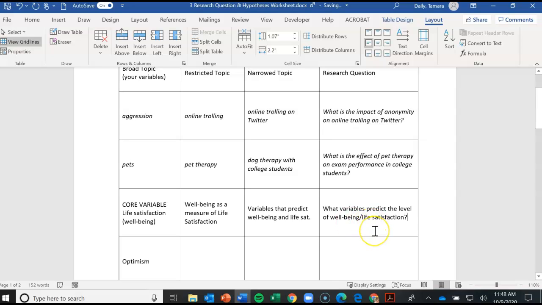What variables predict our level of life satisfaction or our overall state of well-being? So with my core variable, I'm going from the very broad life satisfaction. I am specifically interested in well-being as a measure of life satisfaction, let's say. And then I'm interested in variables that predict these things, because it would be nice to know how they interact. And then I fashioned that as a question: what variables predict the level of well-being or life satisfaction?